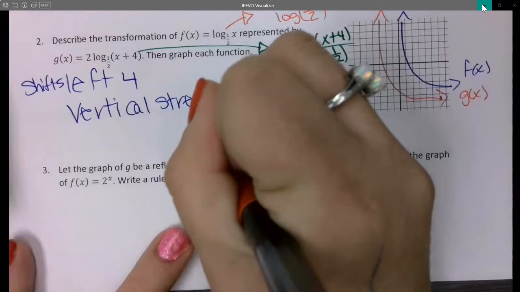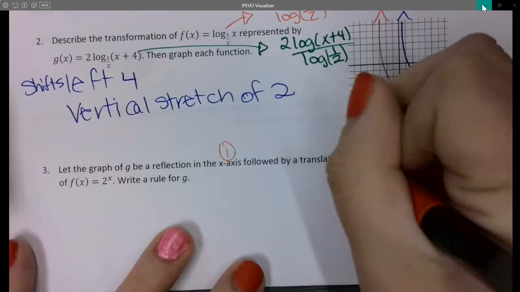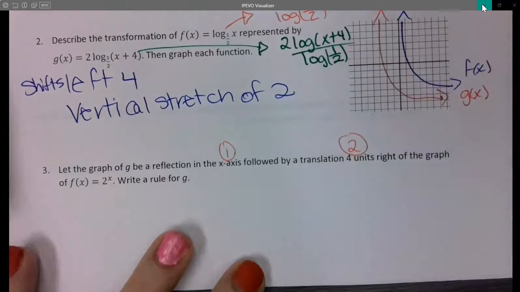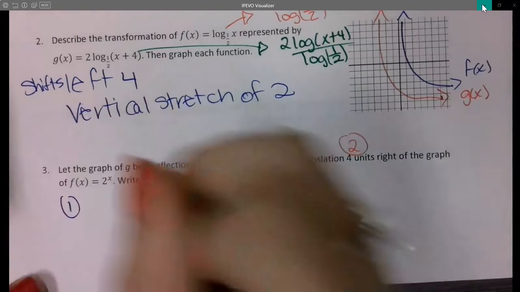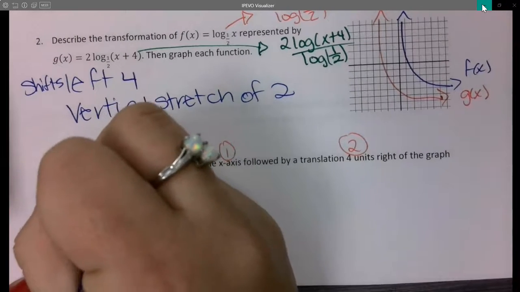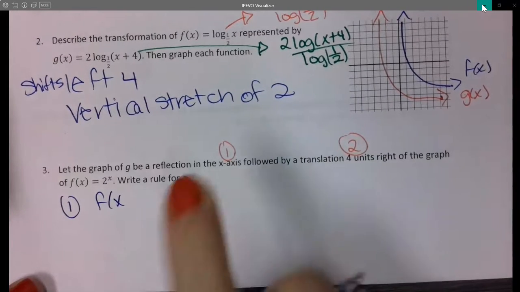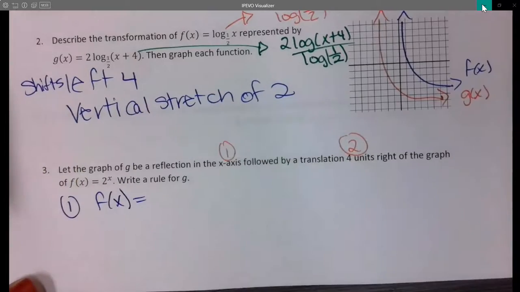So we've done this before, but we did it back in, I think, first semester when we were doing quadratic equations. So I have 2 steps that are going on. In my first step, I am going to have a reflection in the x-axis. Remember, that is just putting a negative sign out front of my function.